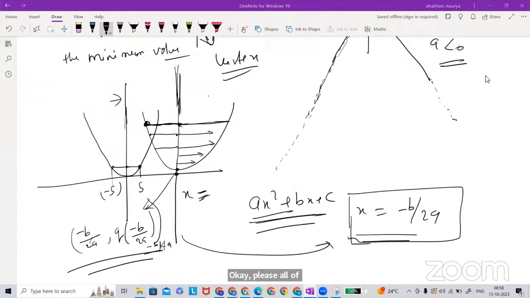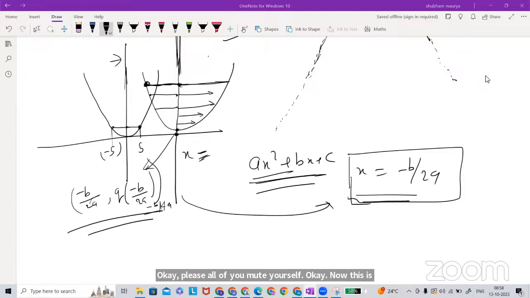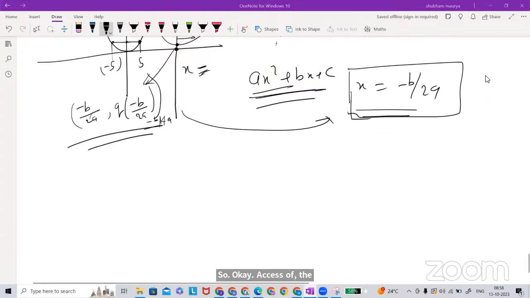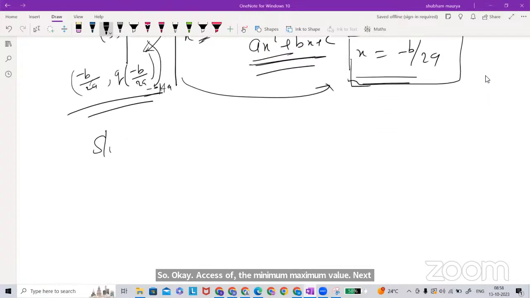Okay. Now this is one part: axis of symmetry, minimum, maximum value. Next thing is the slope. Slope of a quadratic.